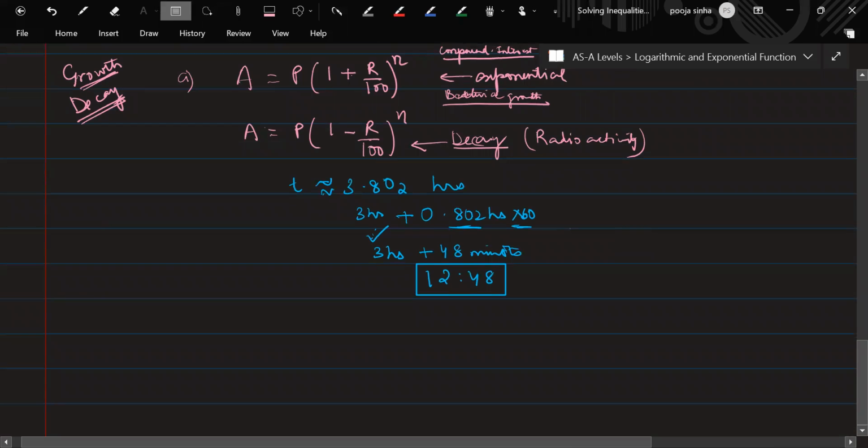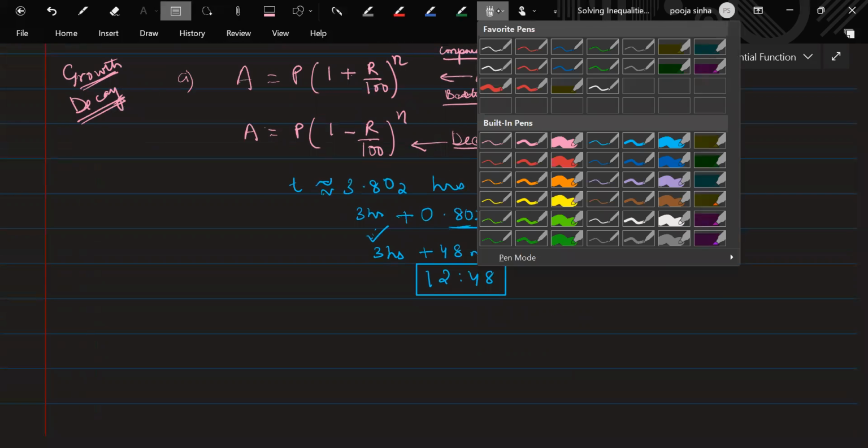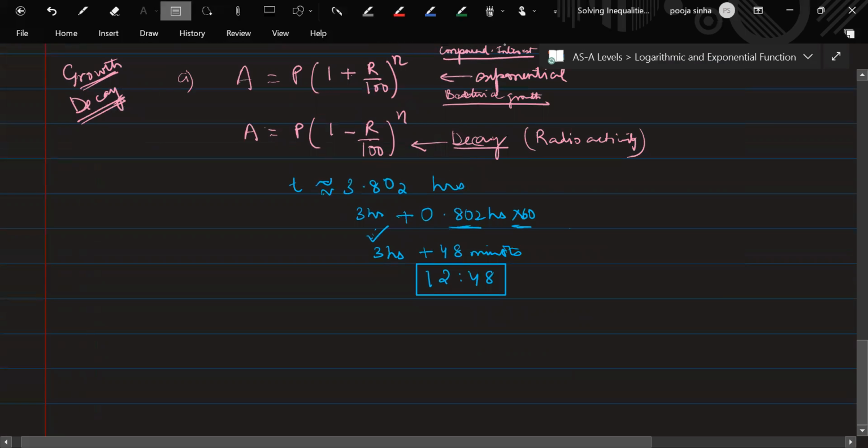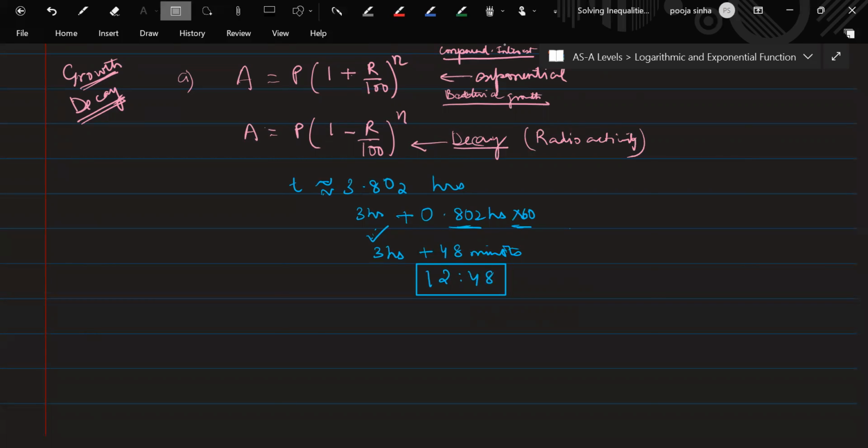Have you completed logs in school? No, right now we are doing AS. Are we doing natural logs also today? Oh, yes, yes.